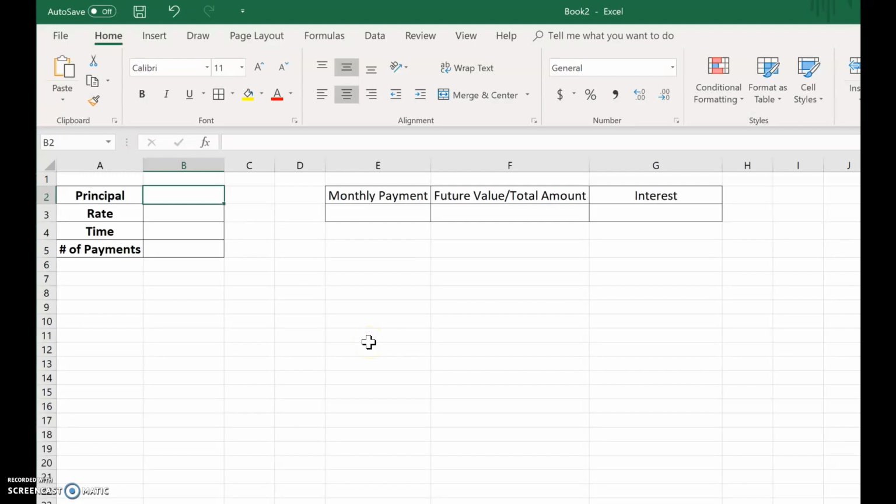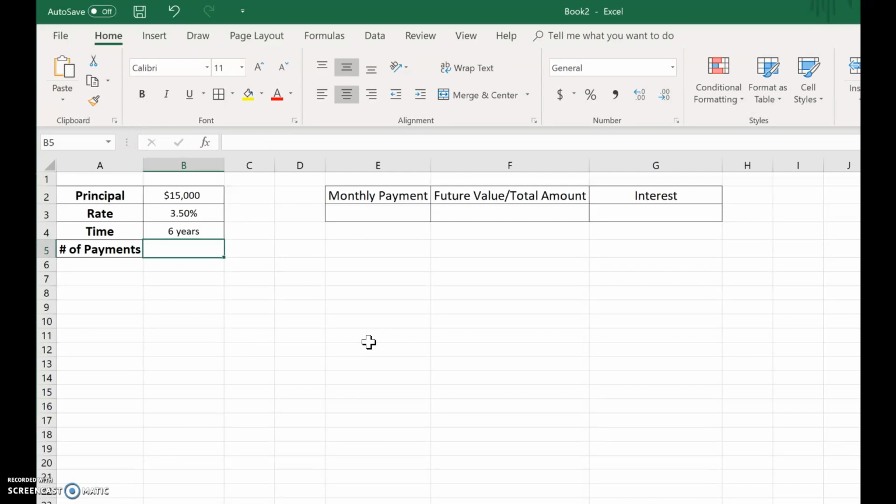Principal, let's say we're taking out a loan for $15,000. Let's say the interest rate is about 3.5%. Let's say the time is over the course of 6 years.